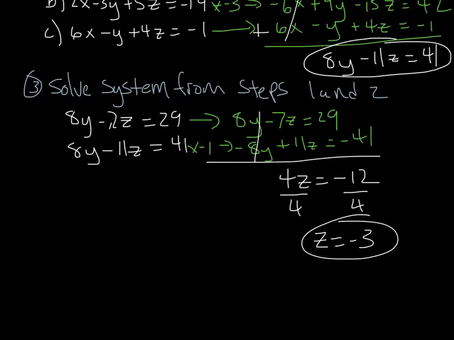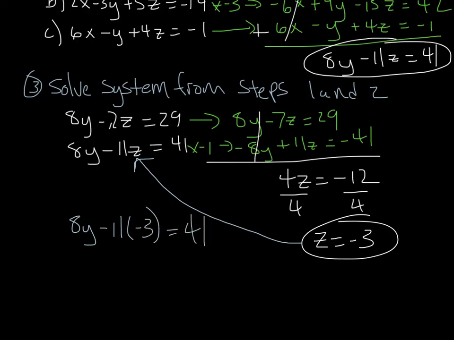Wow, that was a lot to just get one answer. Fortunately, from here, it falls pretty quickly. But keep in mind, the first two steps gave me two equations with two variables, and now I'm solving that. So if I found z, now it would be nice to know what y is. The good news is, take z, and it doesn't matter which equation you input it into. Let's take this one, 8y minus 11. Well, I know what z is now. It's negative 3, equals 41.